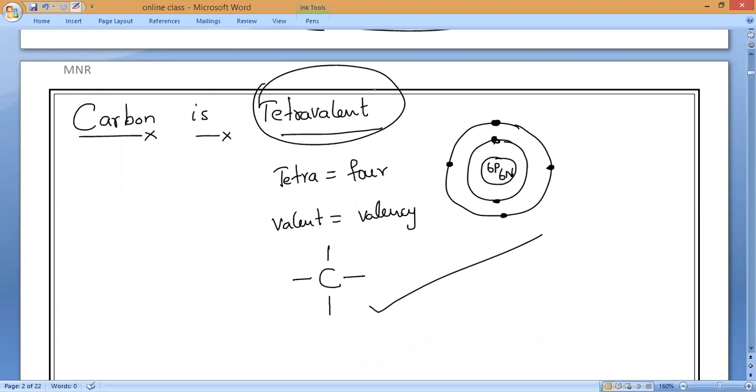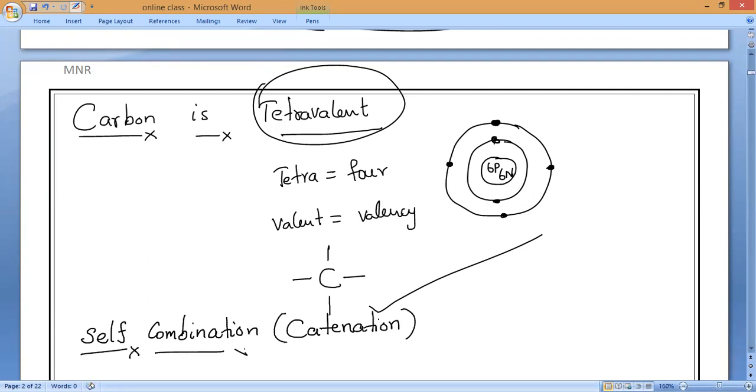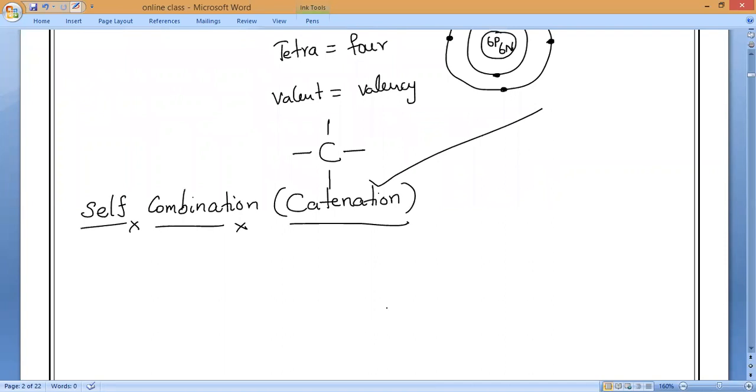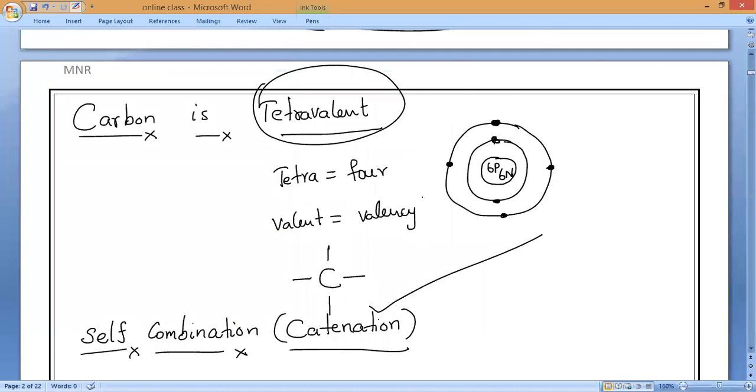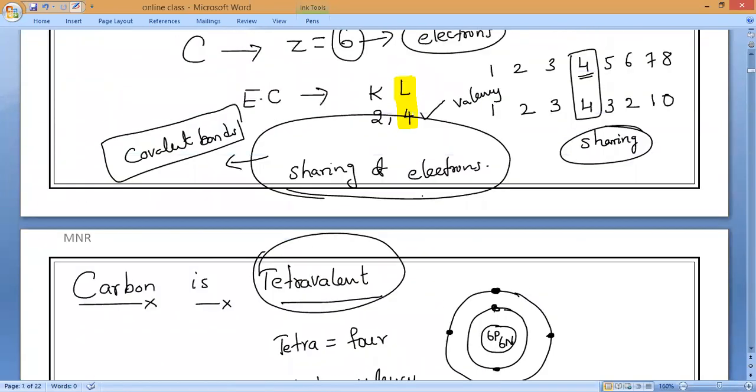Tetravalency. Understanding tetravalent. Now, the second one is called self combination. What is the name of the property called? Anybody? Don't know? Yes, please. What is the property name called? Catenation. Catenation. This is the most important one. If you don't know this one, you cannot remember that. So you can keep the heading for this.